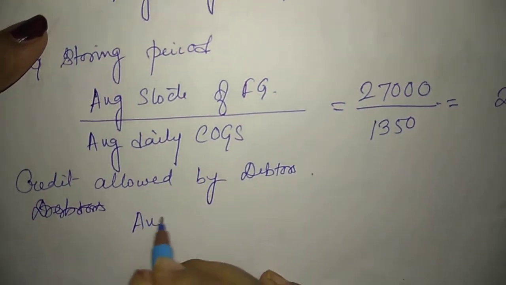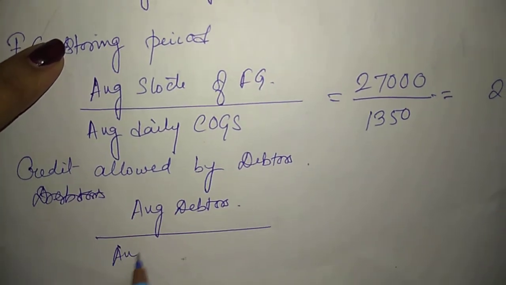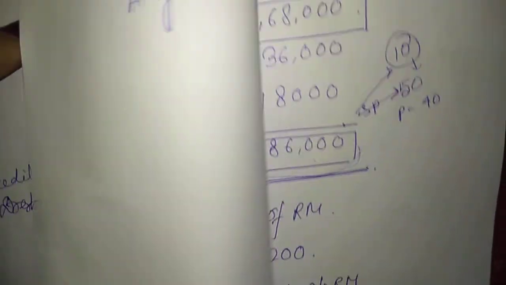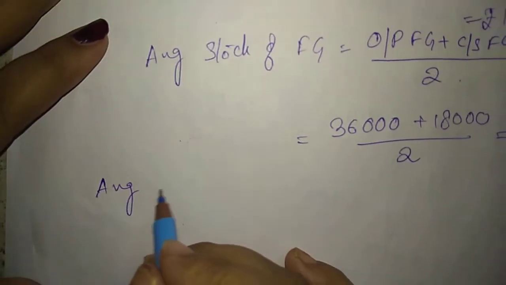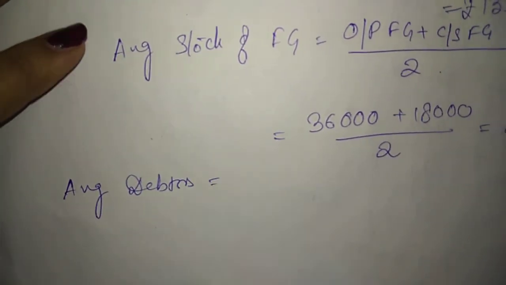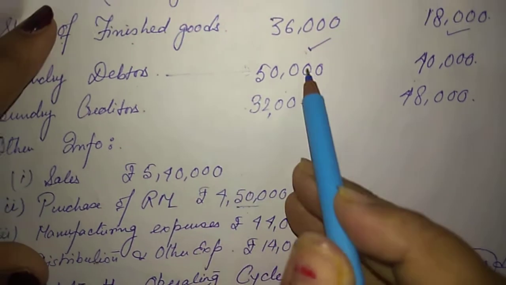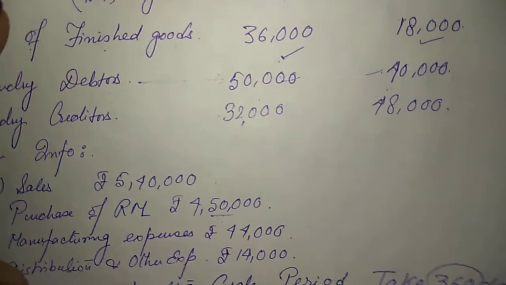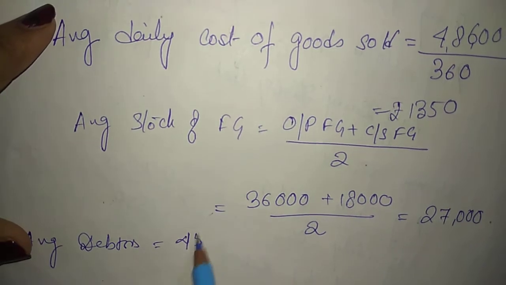Its formula is average debtors divided by average daily credit sale. We move on to the solution again. Working notes again. Average debtors. Average debtors means what? Average debtors means opening debtors plus closing debtors divided by 2, that is 50 plus 40, 90. 90 divided by 2 is 45,000. Okay.